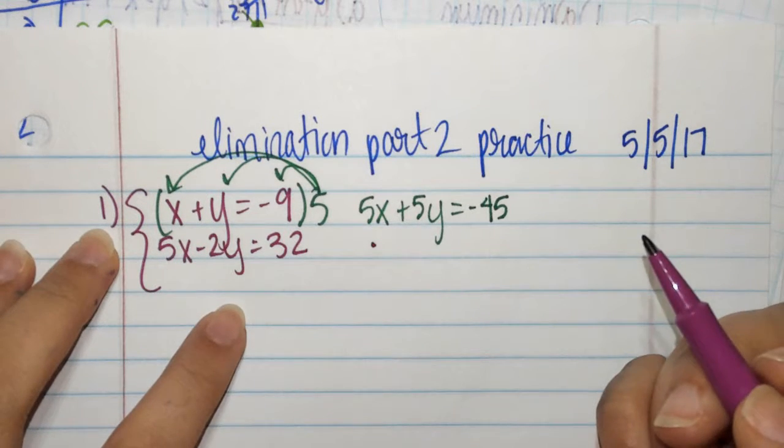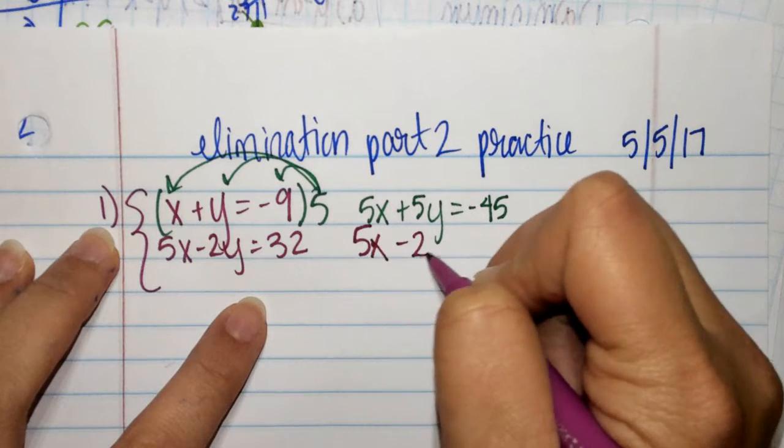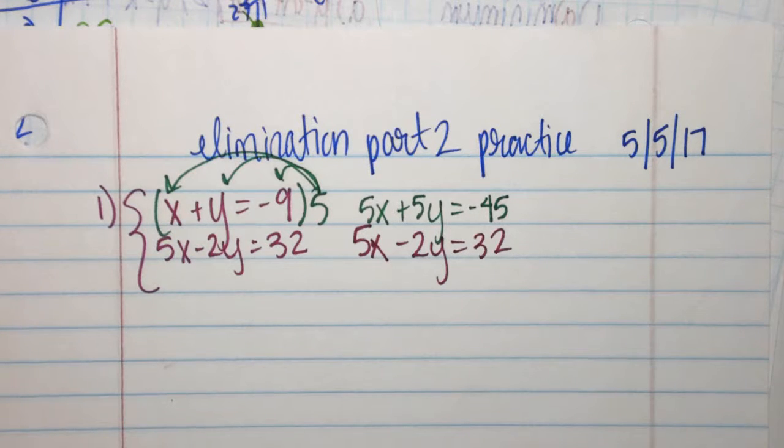Alright? So now, are we going to pull this guy over here? Yes, we pull our bottom equation over. 5x minus 2y equals 32. Now, we need to do that because we're eliminating.